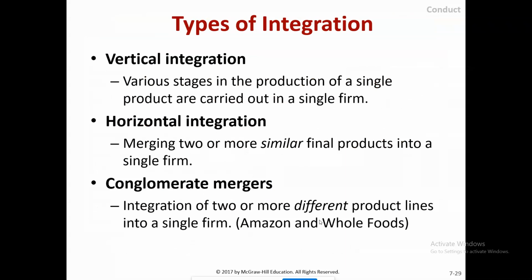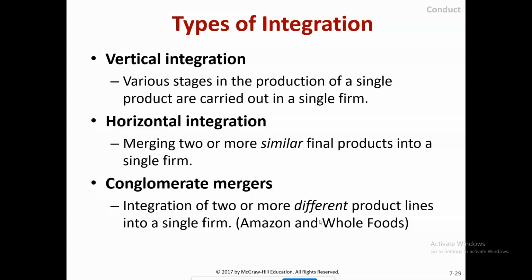There are three types of integration. The first one is vertical integration. It means that for various stages in the production of a single product, the upstream firm integrates the downstream firm, or the other way around. An example is that the Coca-Cola Company acquired Great Plains Coca-Cola Bottling Company, as the soda giant brought its bottlers in-house.